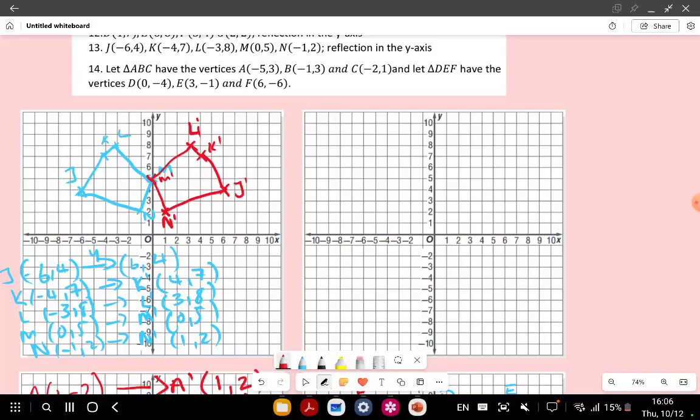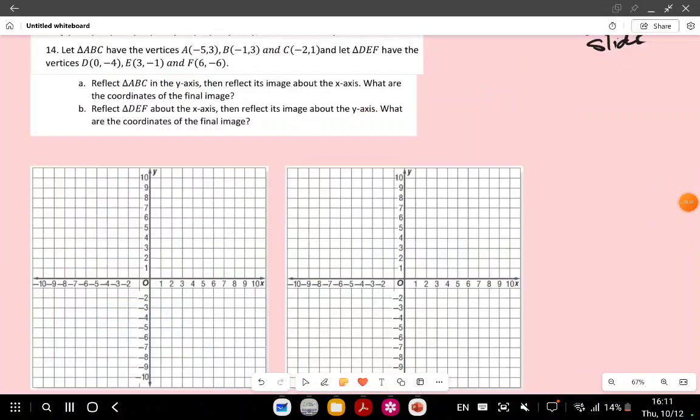Last one. Triangle ABC has vertices, triangle DEF has vertices. Where's the rest of that question? Okay, so I fetched the rest of the question. We have triangle ABC and DEF. They say reflect ABC about the y-axis, and then the image about the x-axis. Reflect DEF about the x-axis, then the image about the y-axis. So let's start with the first one.